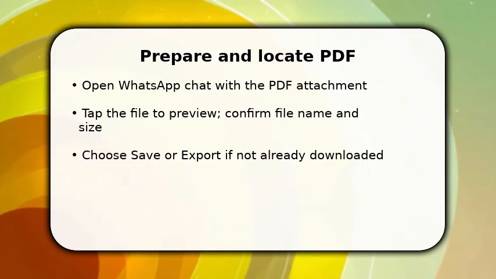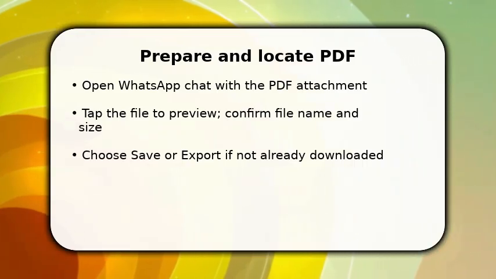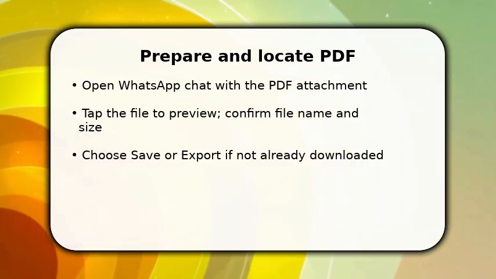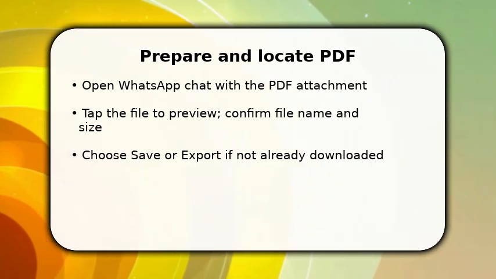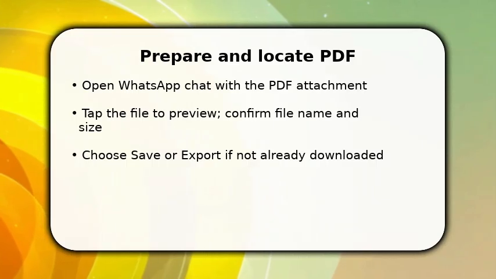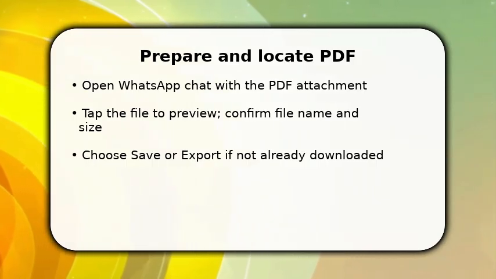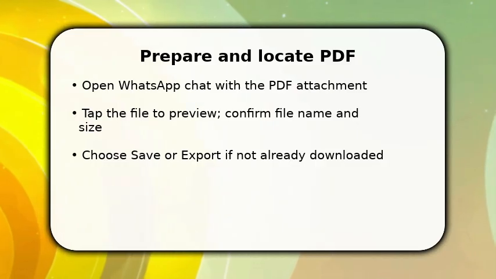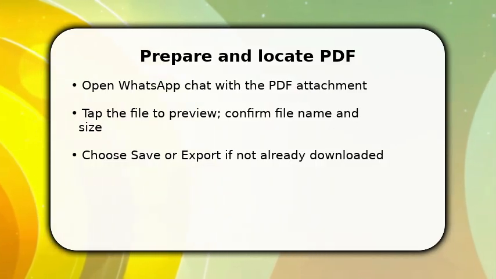You've got the PDF in WhatsApp. Start by downloading it so you can print. Tap the attachment to preview and confirm it's the correct file, then use Save or Export to store it locally. Make sure you know where it was saved, Downloads, Files, or the Photos/Files app, because you'll need that path when you send to a printer.